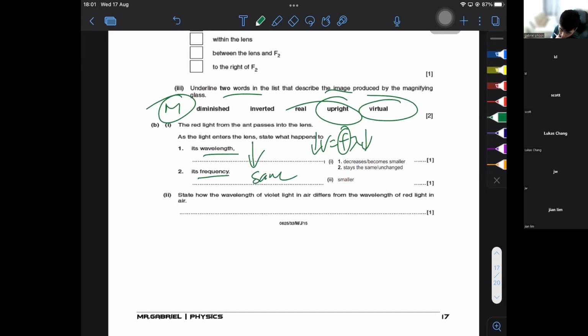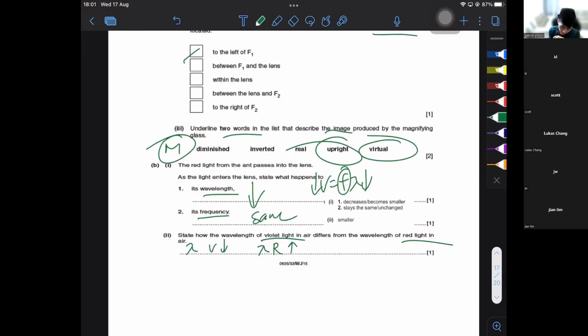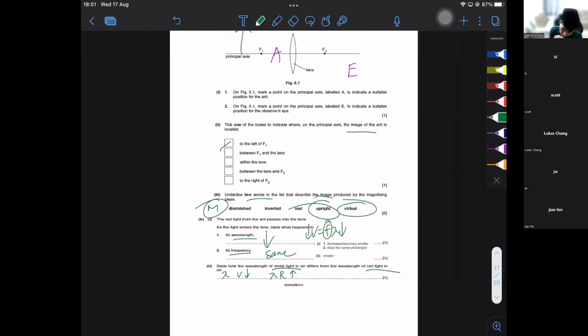And state how the wavelength of violet light in air differs from red light. Obviously, like I mentioned just now, red is the fastest one among all the colors, right? And because of that, the wavelength of violet is much shorter, whereas the wavelength of red is definitely much higher. Write down in words, then you'll get your marks already. Okay, everyone? Anyone's got any questions from this part here?